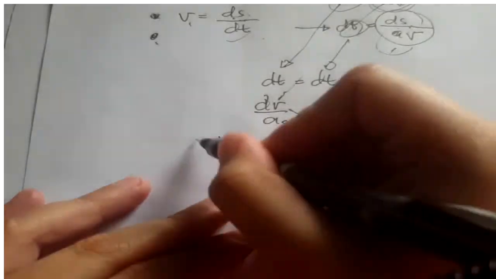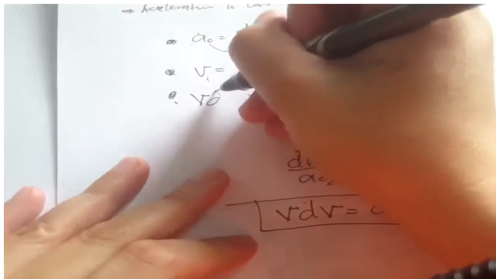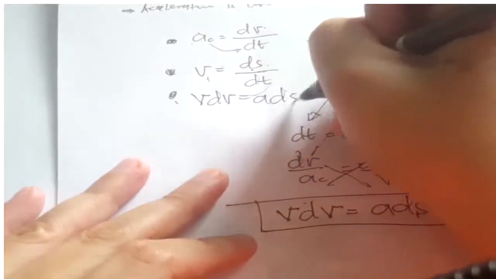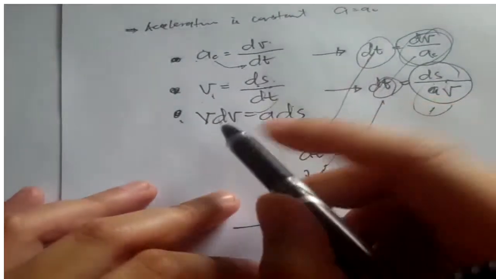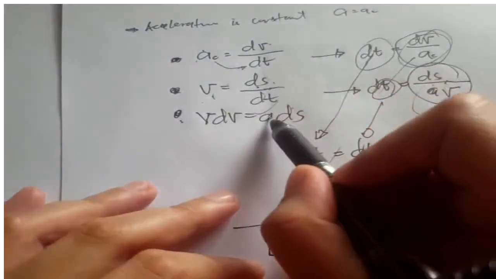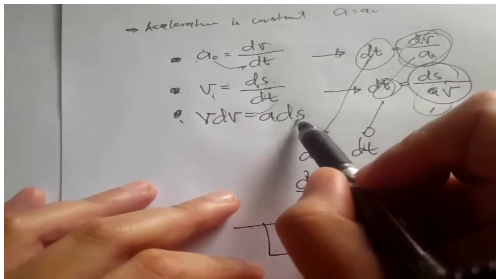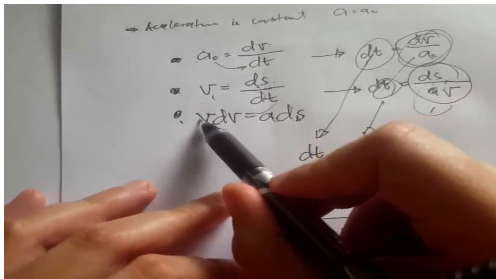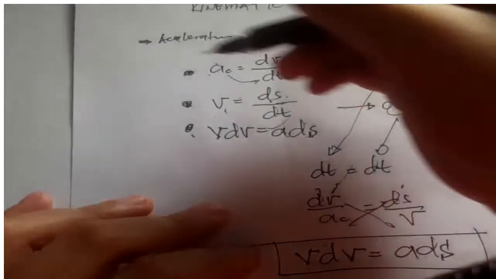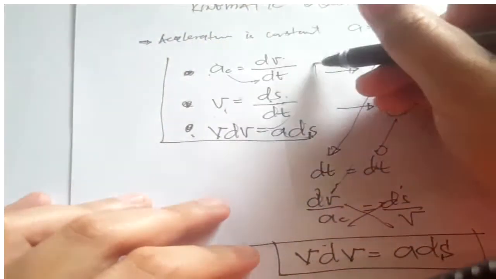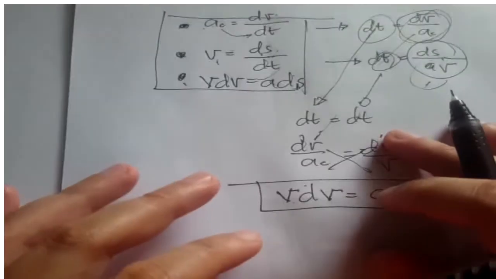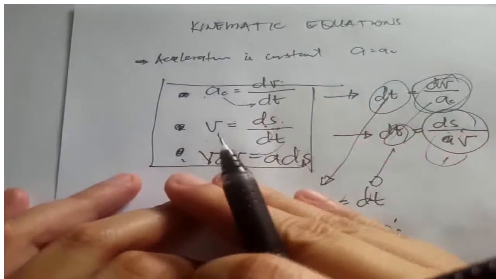Okay, so from here you can see that v dv is equal to a ds. So we can add this third main equation of our kinematics. Based on this, we have v dv is equal to a ds. So from here we can now relate the acceleration and position, as well as its velocity. Okay, so these three main kinematic equations are very useful, and you only need to memorize these three.